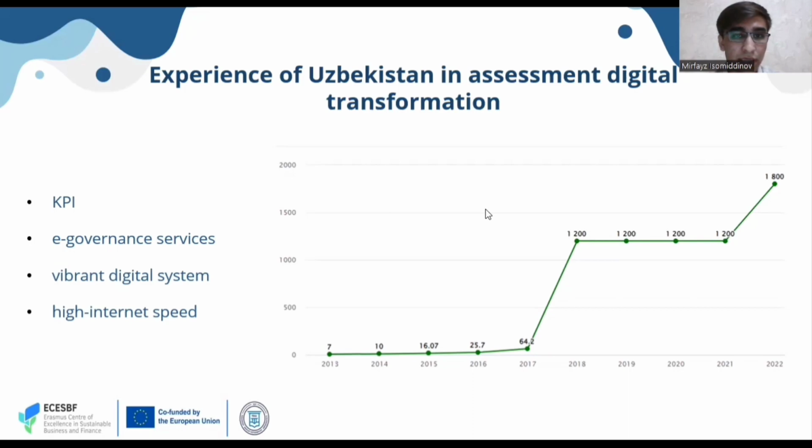So another key area of focus for Uzbekistan's digital transformation strategy is the development of e-government services that can streamline government operations and improve the delivery of public services. And the government has launched several e-government initiatives, including a digital signature system that allows citizens to sign documents electronically, and a portal that provides online access to a range of government services.